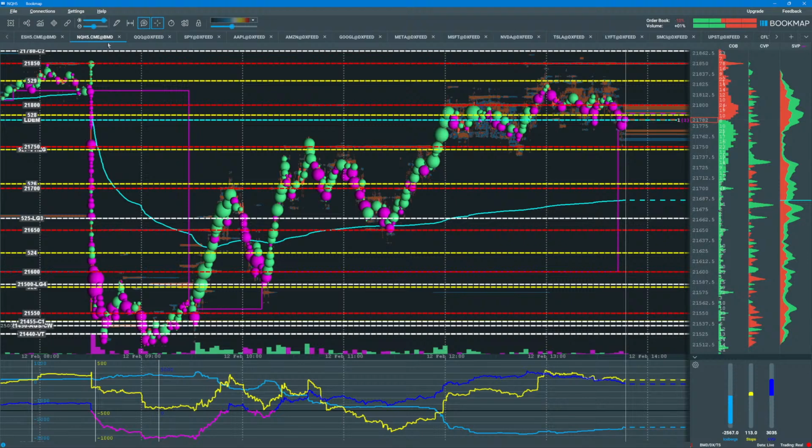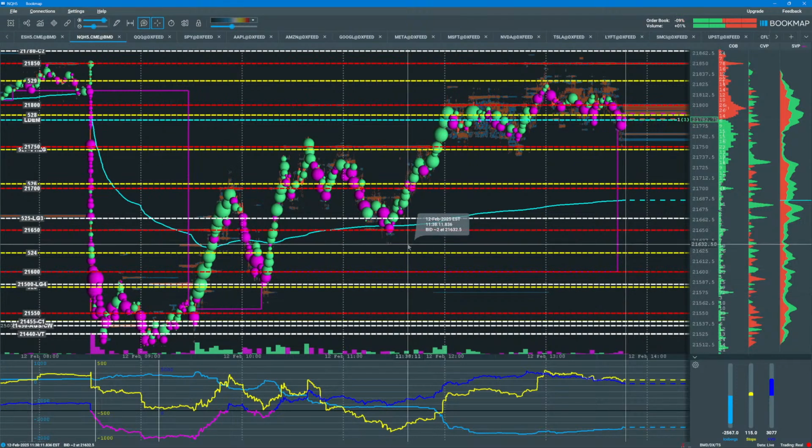This is the NQ futures and Bookmap. Similar chart, sharp drop after the 8:30 data release. Support at this cluster of levels. More about that in just a minute. And then a rally with some deep pullbacks, still ongoing.